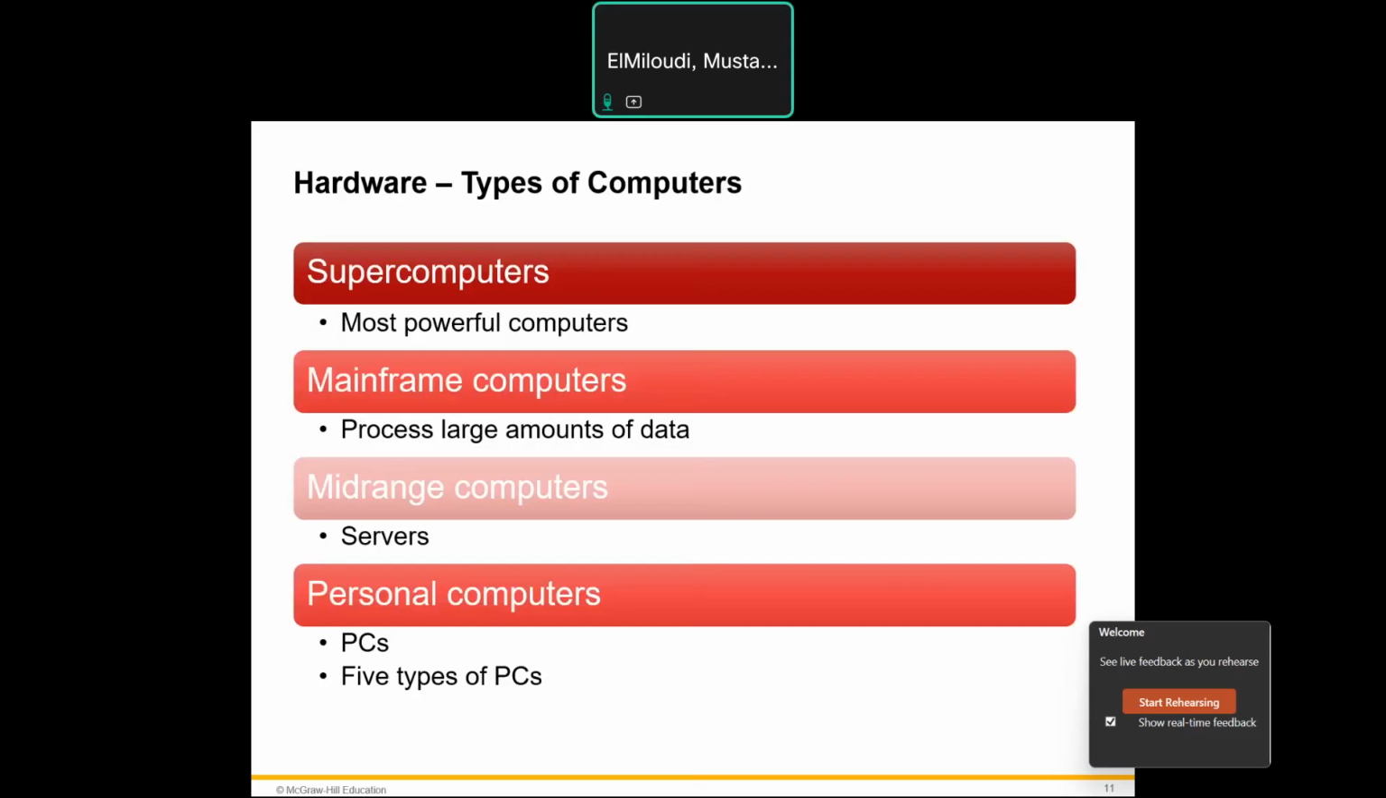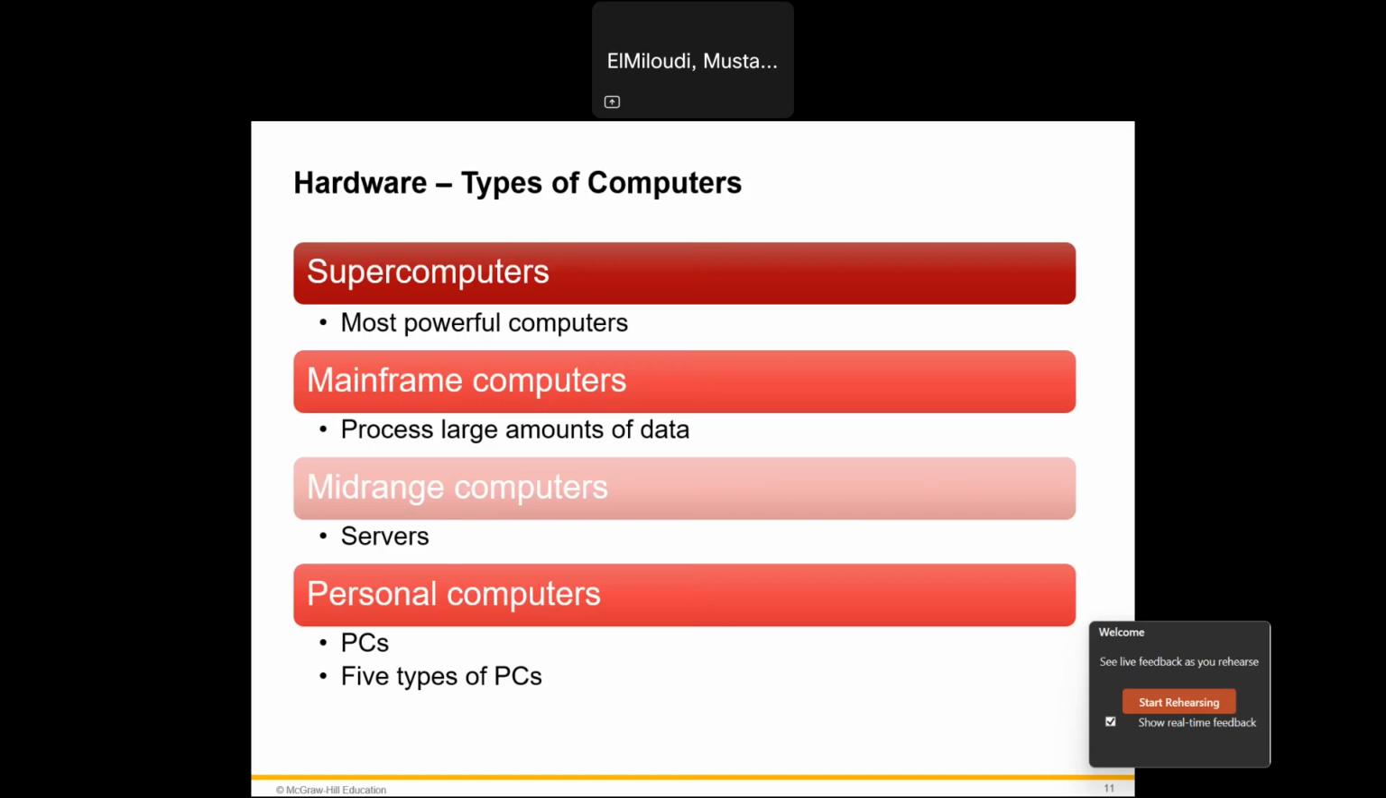The hardware. Now we're going to talk about the computer. There are different types of computer. The first one, supercomputers, are basically the most powerful computers. Only a few people or entities use them, because most of us don't really need something very sophisticated and powerful to do our things. Supercomputers are only for certain entities, maybe government agencies or big companies.